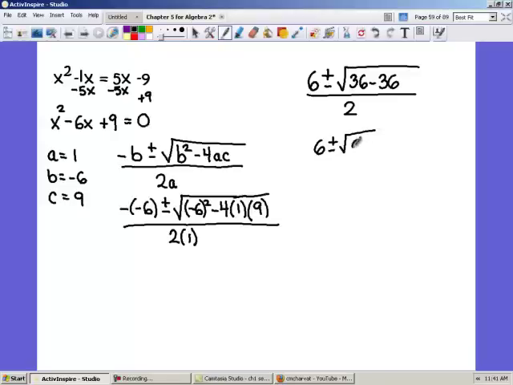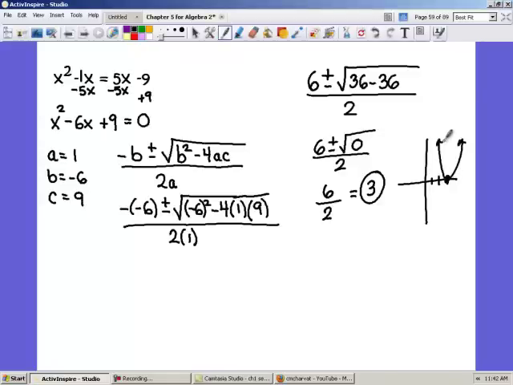36 minus 36 is 0. And the square root of 0 is just 0. So we don't have to put this plus or minus 0. What's the point of doing that? So really, we have only one answer here, and that is 6 divided by 2, which is 3. So in this case, on a graph, you'd have a U shape that only crosses once, and that would be at 3. So that one I didn't even need to use the calculator. It actually came out pretty decent.